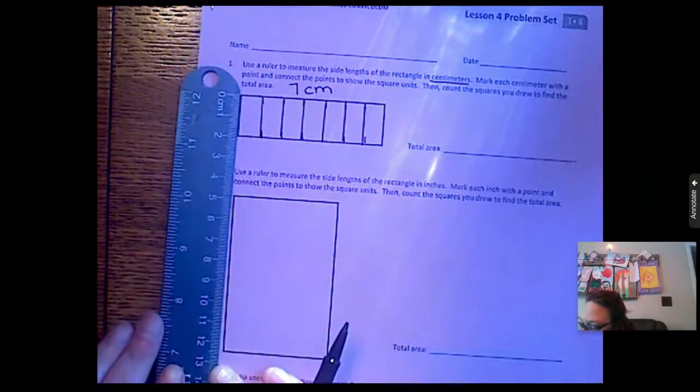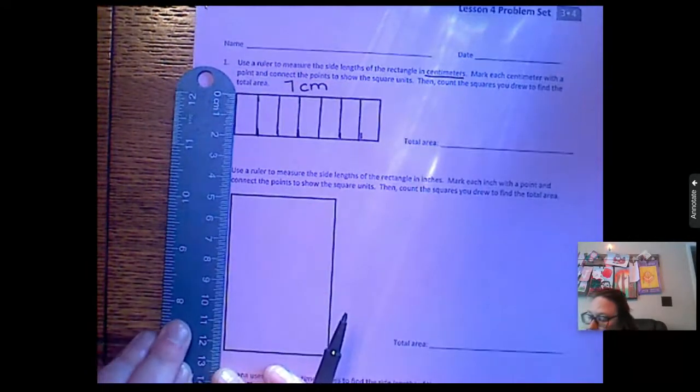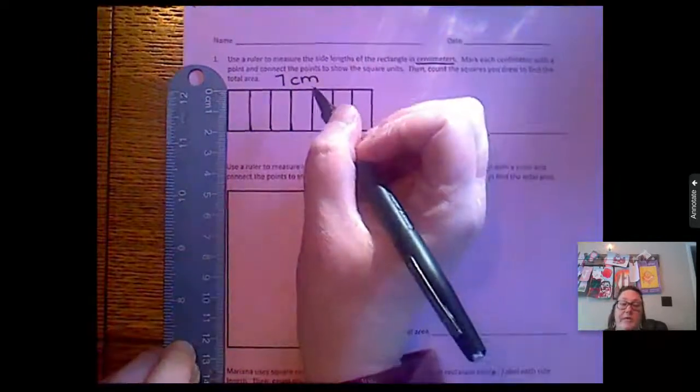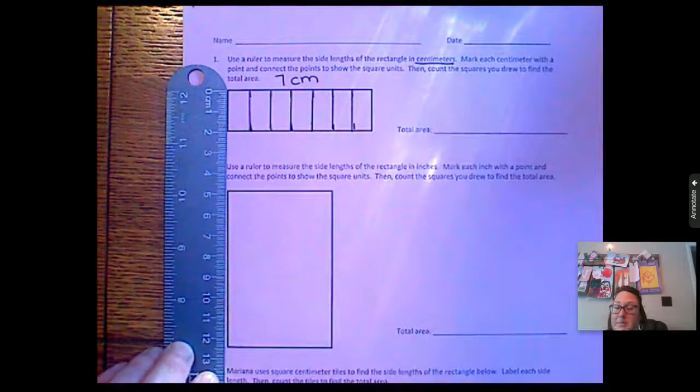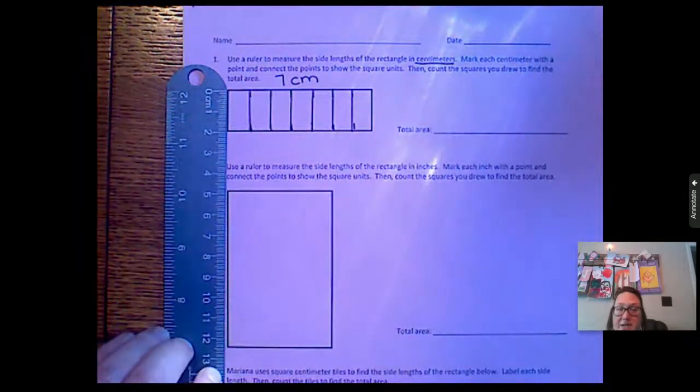So let's line our ruler up. Again, use that pause button if you need to, kiddos. If you are still working on these lines, pause it and finish that up so you can do a nice, neat job. And then when you're ready, join me here.